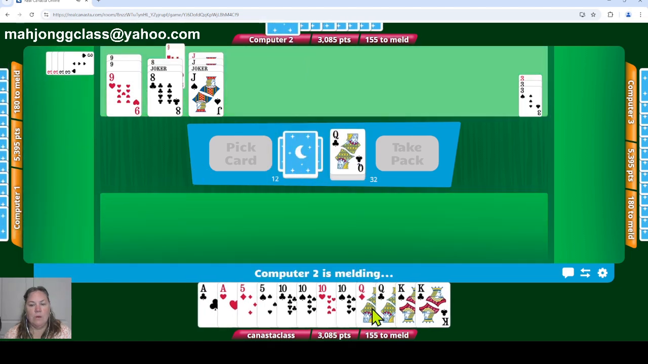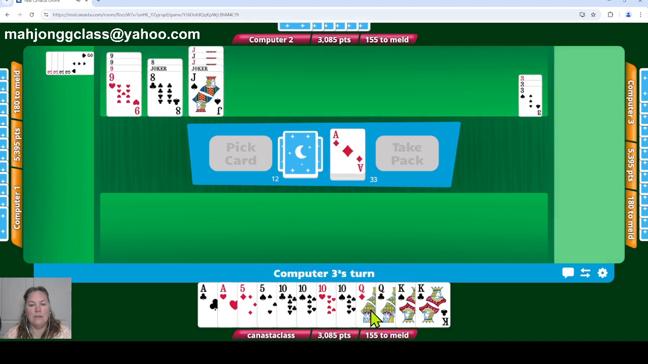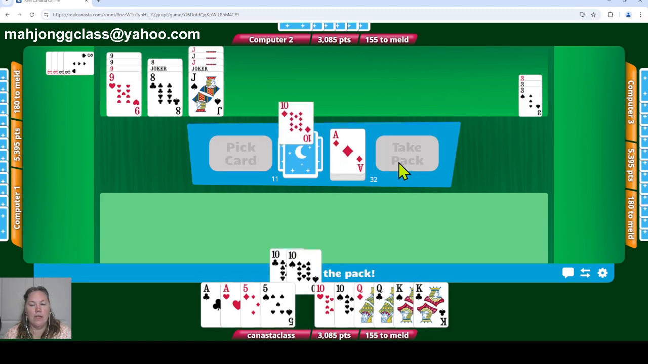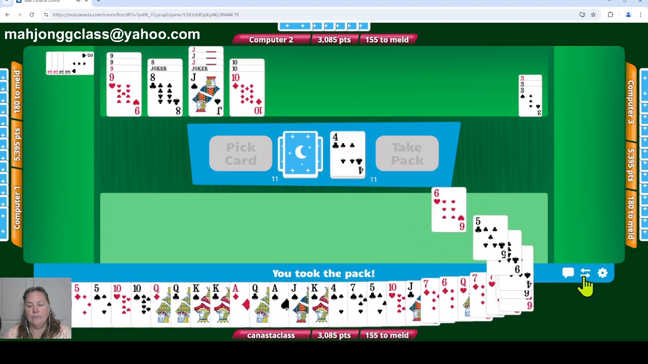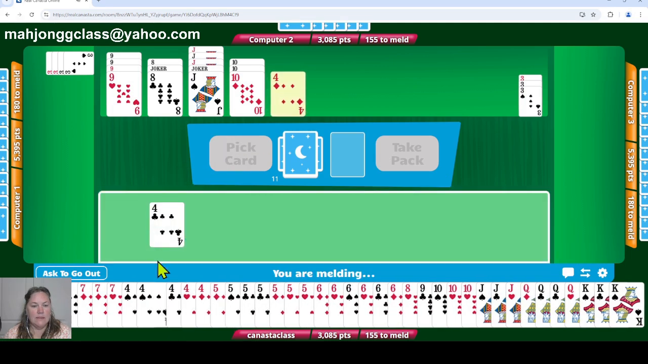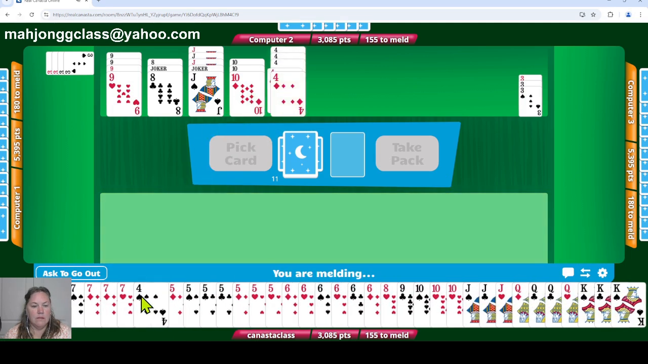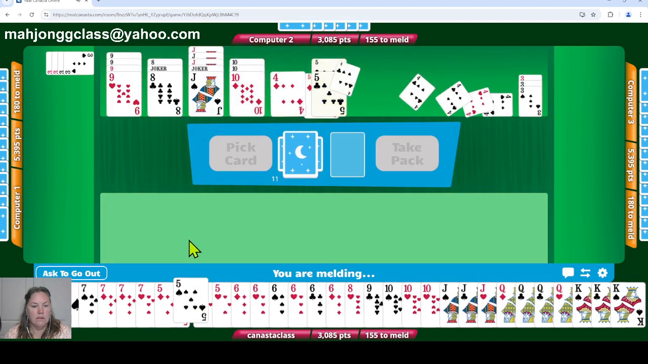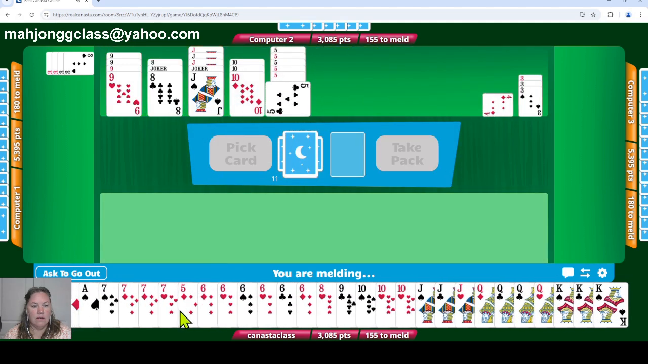Can't really help my partner, so I'm not going to put anything out until maybe I could pick the pack. There's a 10. Now, this pack is dirty, but it is a full pack of 34 cards. I'm going to try it. I know I have all those 7s and aces, but we should have some canastas in here. There's a canasta. There's a canasta.